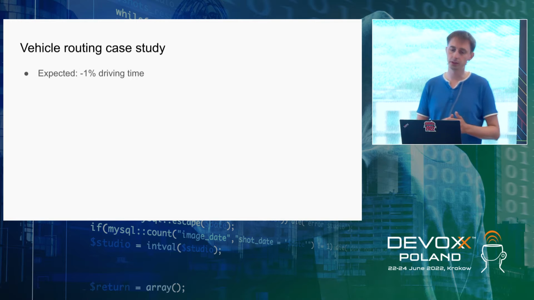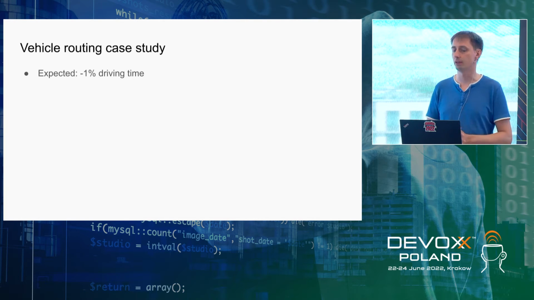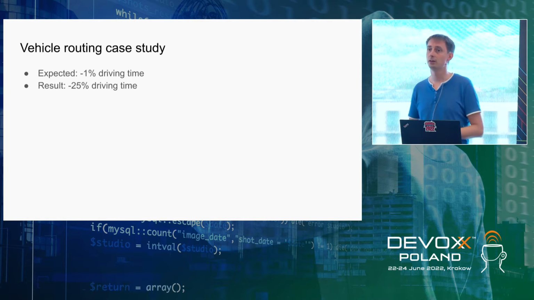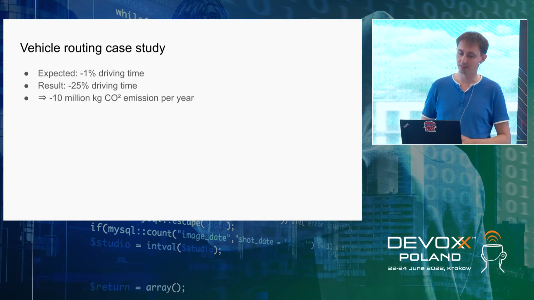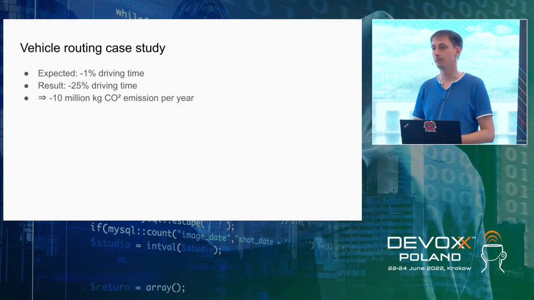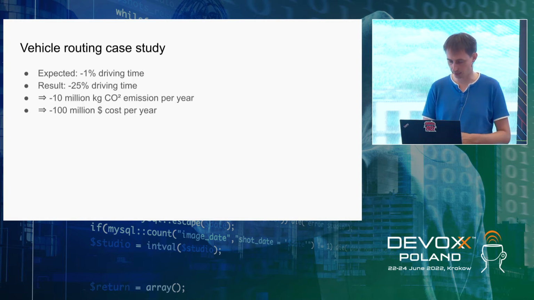For one case, for technicians on the road, when they implemented this for tens of thousands of vehicles, they expected to have 1% less driving time. Using the technology we're going to show you today, they actually reduced their driving time by 25%. For tens of thousands of vehicles, that meant more than 10 million kilograms of CO2 emissions per year. And it also meant more than 100 million in cost savings for that company. So solving these problems better, with better algorithms, can really make a big difference, both ecologically and financially, as well as in service quality and so forth, depending on the use case.